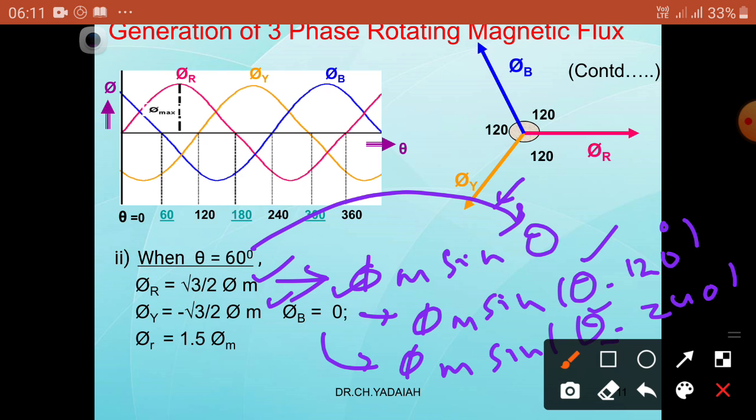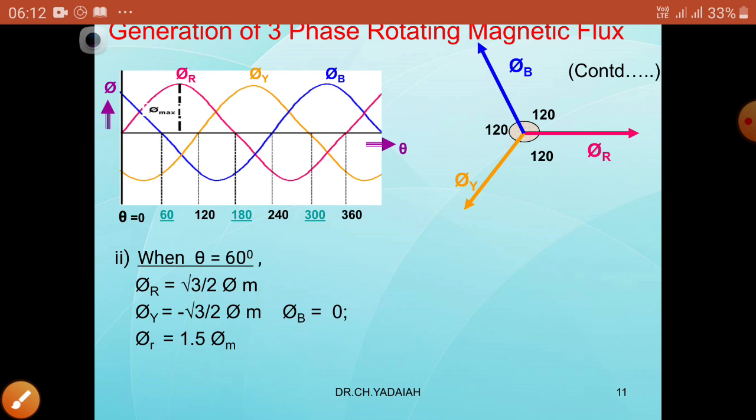Because we know these are sinusoidal equations, in that we are going to substitute the theta angle. Now theta we take as 60 degrees. Then we are going to get its magnitude values. At the same time, it also indicates whether it is positive or negative. Based on these equations, we are going to find the resultant value. Now how we are going to get that one? As we know that phi r is equal to the resultant flux, as we know the vector diagrams, we write it.